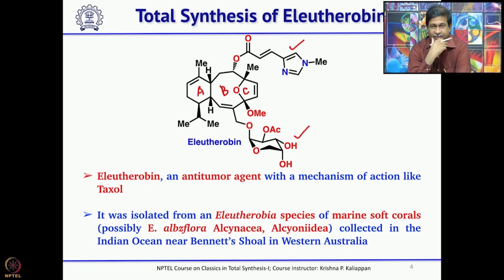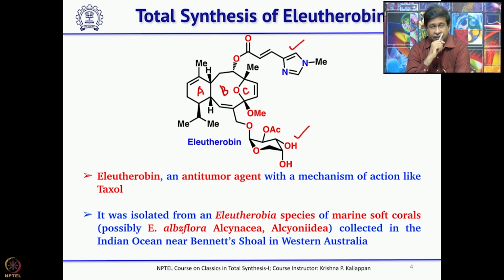Of course, as you know, it was through various high field NMR studies that they could propose the correct structure of Eleutherobin. Nevertheless, it is important from a synthetic point of view to synthesize this compound and to prove the absolute configuration, because the absolute configuration was not known at that time.